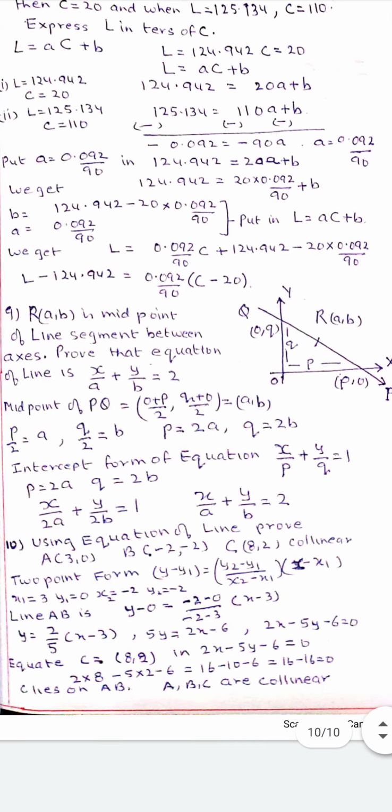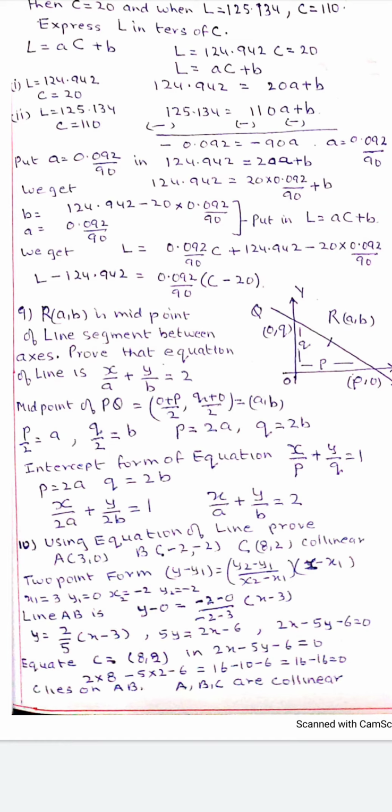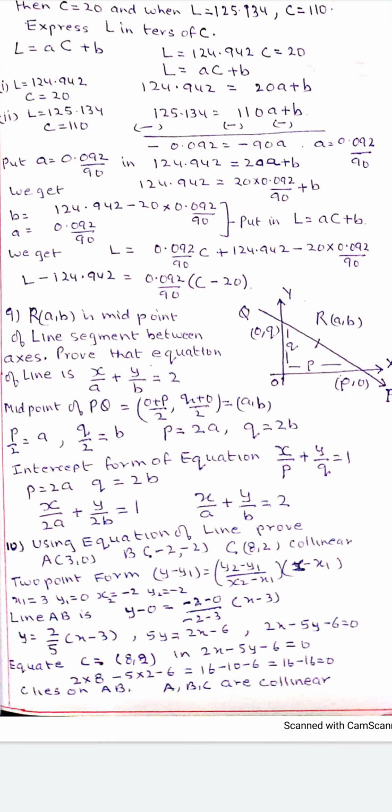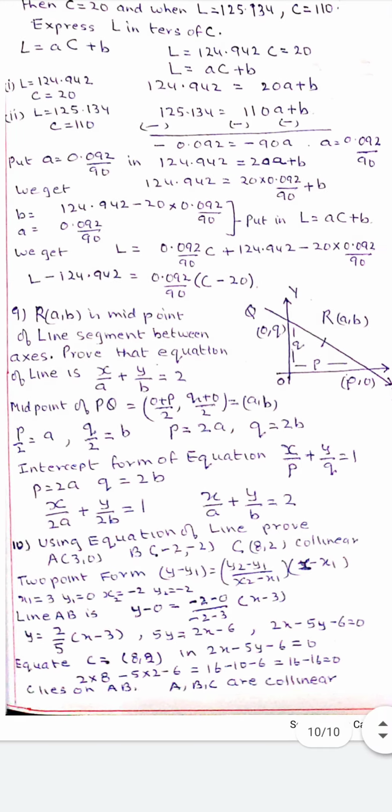As we know that p and q are the x and y intercepts, in intercept form we have x upon p plus y upon q equal to 1. In place of p we put 2a, in place of q we put 2b, and we get x upon a plus y upon b equals 2.